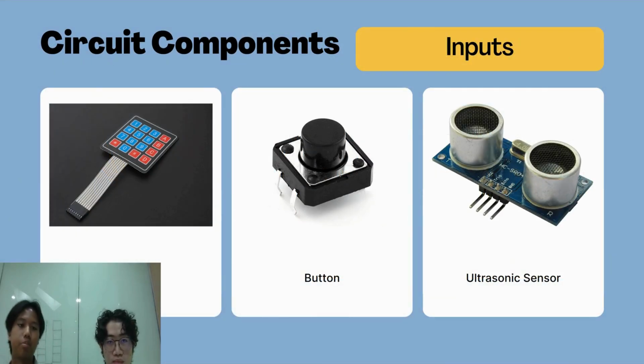For the circuit part, we use the keypad to enter the password and the button for when you are inside the room and you want to leave; you click the button and it will unlock the door. And the ultrasonic sensor is for when you unlock the door and open it, there will be an extended area. And when you close the door, the ultrasonic sensor will detect it and will lock the door automatically.